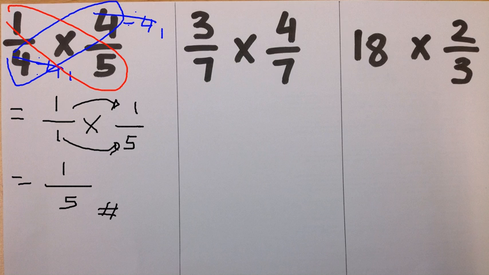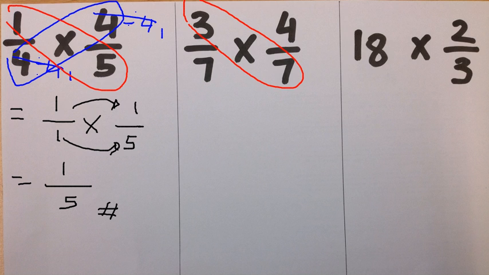Let's look at the second type of fraction. Now, 3 and 7 cannot be divided by any common number. Can 7 be divided by 3? No. Can 7 be divided by 2? No. So, let's leave the number as it is.